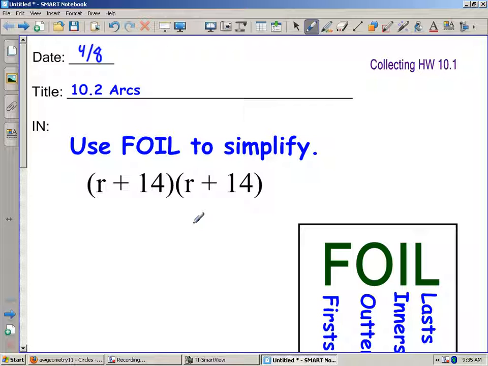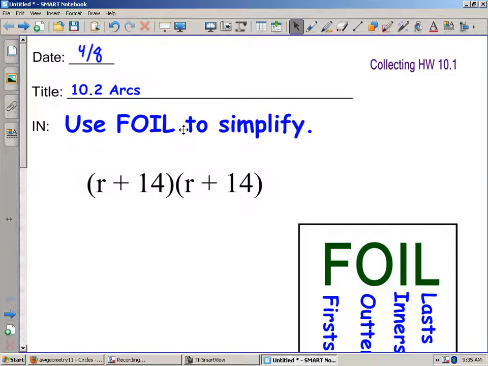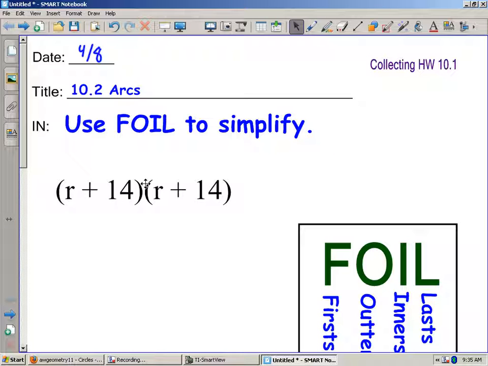There were two methods you could do. You could FOIL it, which is what they're suggesting here, or we could use the box method. So I'll go through both of them again just so you remember, and I believe these are the same problems. But the FOIL method, F stands for first, so we multiply the first terms together. There's our F, and so we take r times r, which gives us r squared.